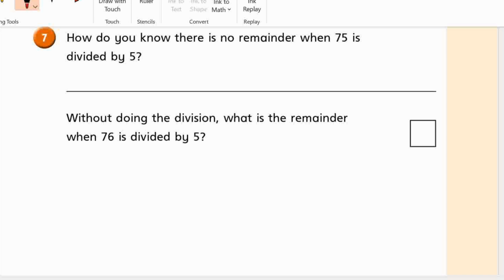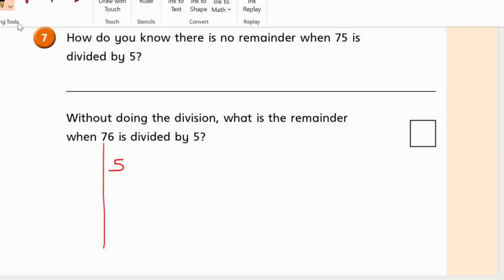Okay, moving on. Let's see, what does it ask? There's nothing at the top, okay. How do you know there is no remainder when 75 is divided by 5? How do we know that? Times table. Let's do your 5 times table. What's 1 times 5? 5. Okay, hang on, just to make it clear.